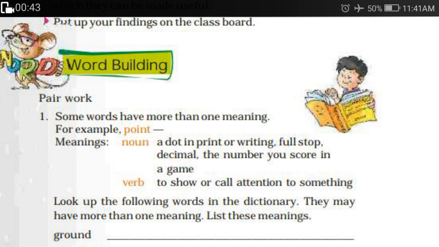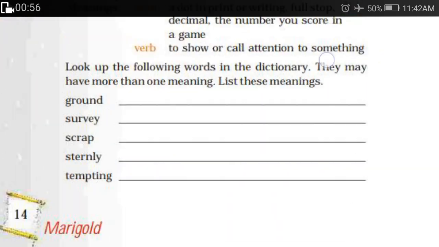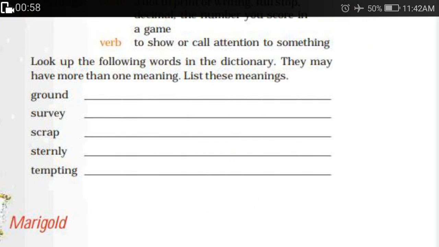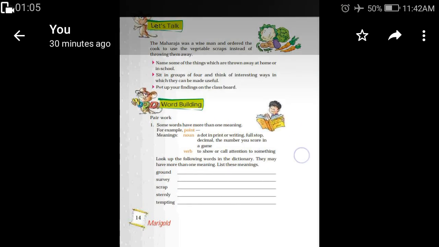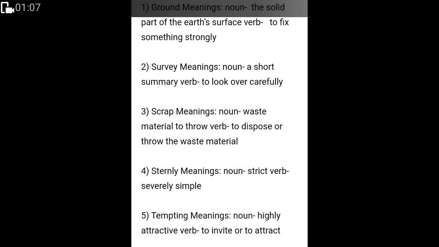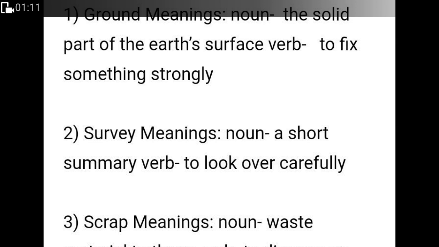Now look up the following words in the dictionary, as they may have more than one meaning. List these meanings. Now you have to do this activity along with me with your dictionaries. So take out your dictionaries. We have a few words like ground, survey, scrap, sternly and tempting. Now, as we can see, ground has two meanings.